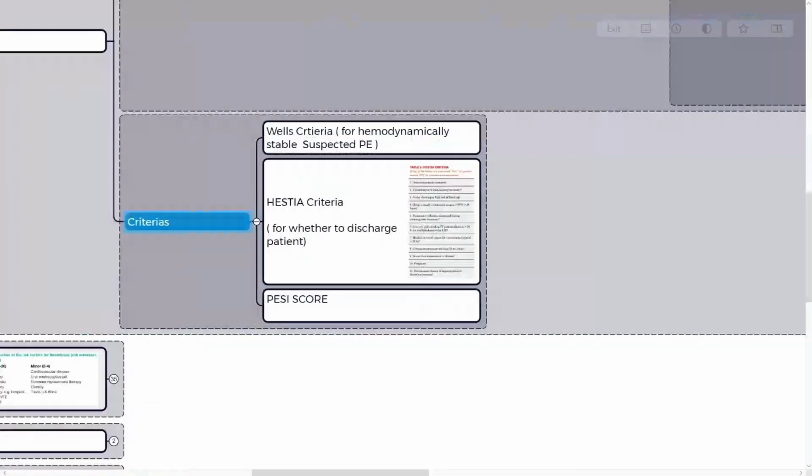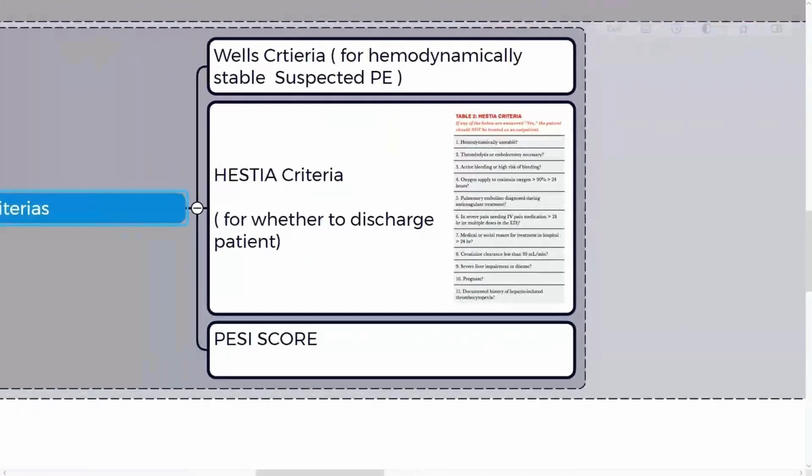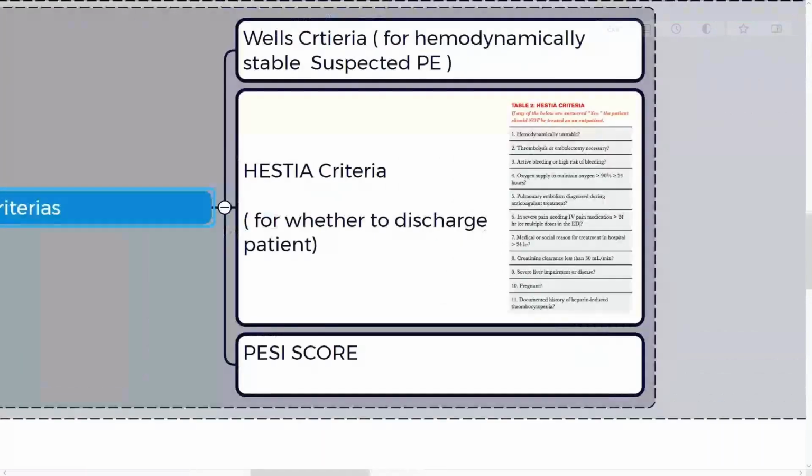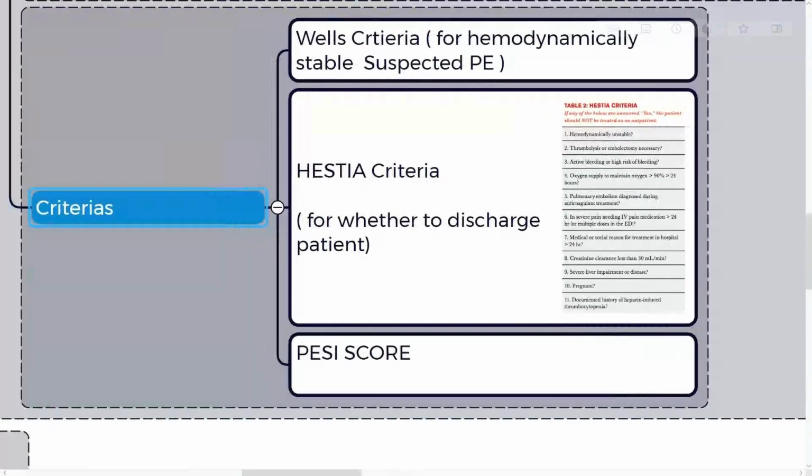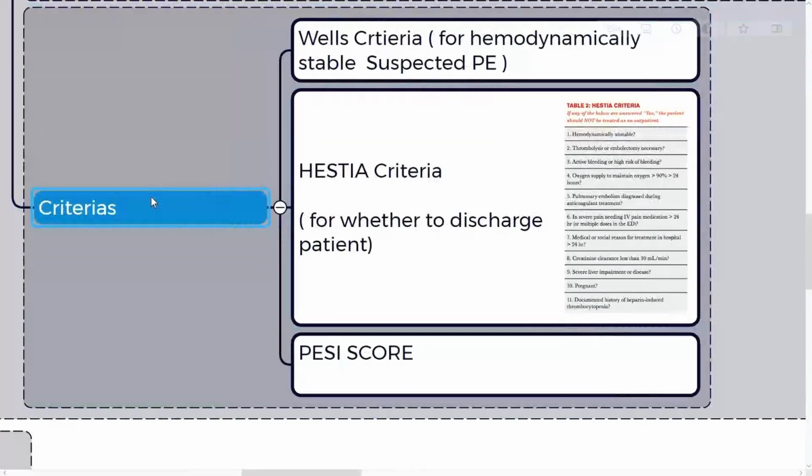3 different scoring systems are available. We have already discussed Wells scoring for hemodynamically stable patients. Hestia criteria is another scoring system that helps in deciding whether to discharge the patient or not. Finally, there is PESI score, which stands for Pulmonary Embolism Severity Index.